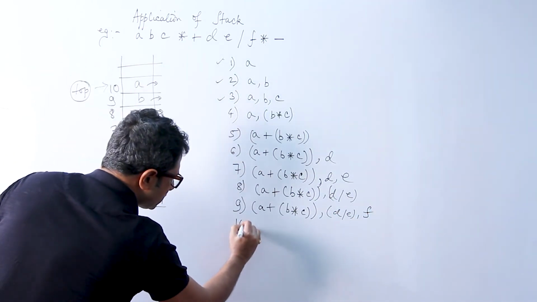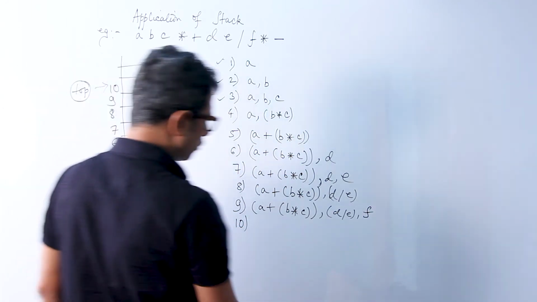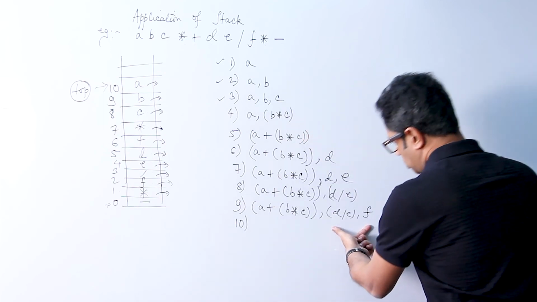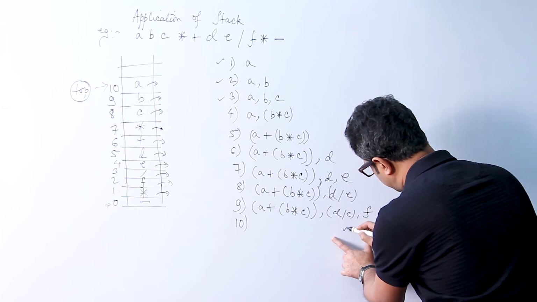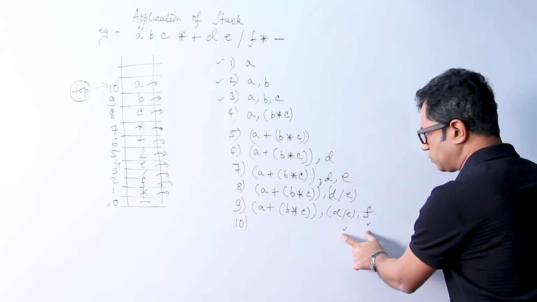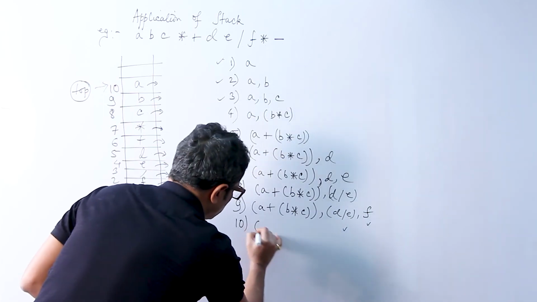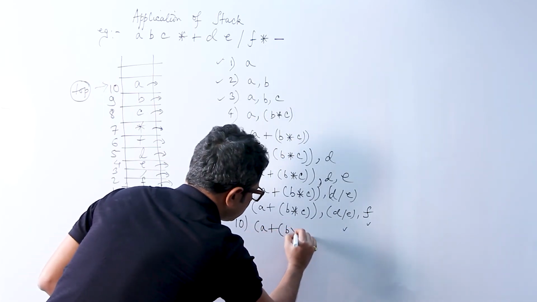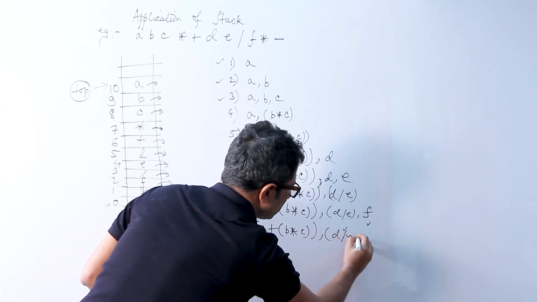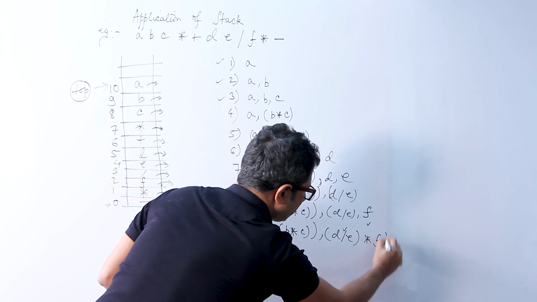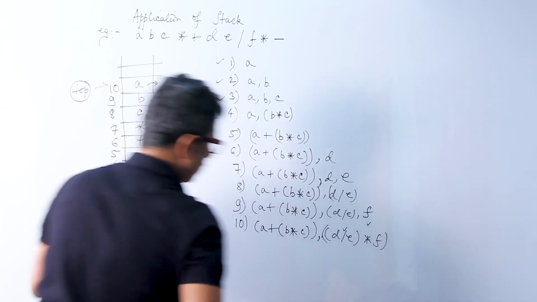And now in this step, we are going to take this star. Star is an operator, so we are going to perform the multiplication operation between these two topmost elements. This is the topmost element, this is the next to top element, and we perform the star operation between these two. So I will write it like this: A plus B star C, D slash E star F, with a bracket over here, and a comma in between these two expressions.